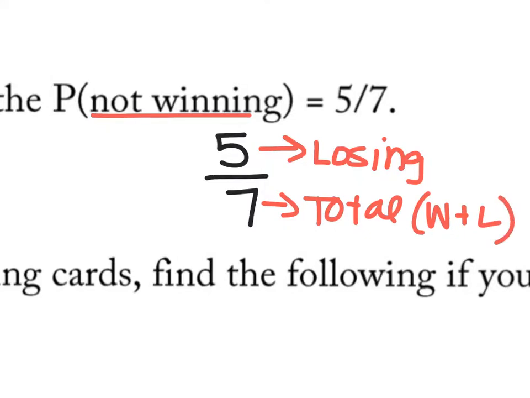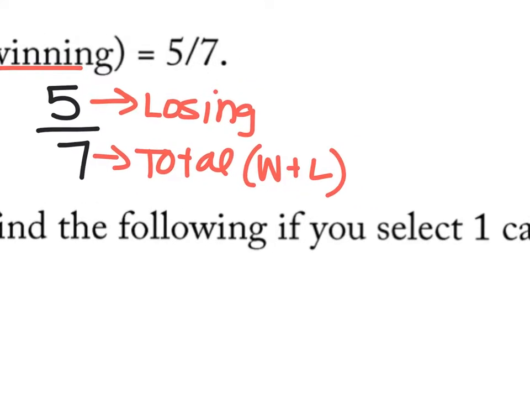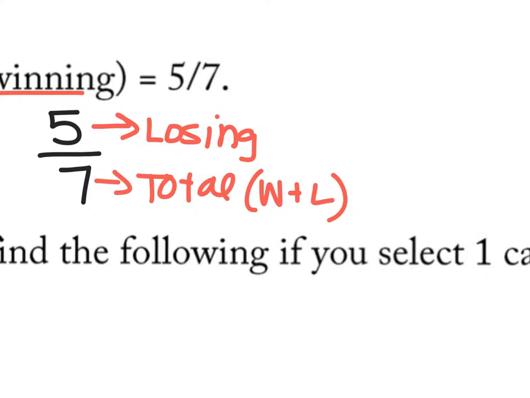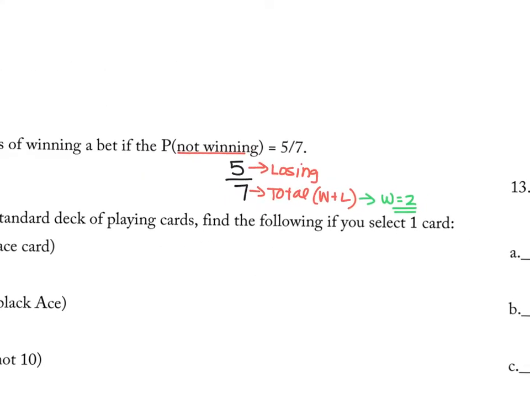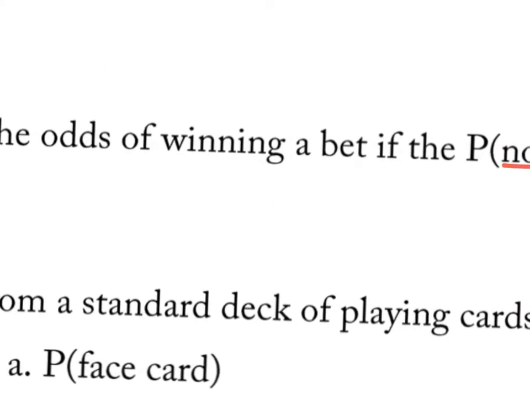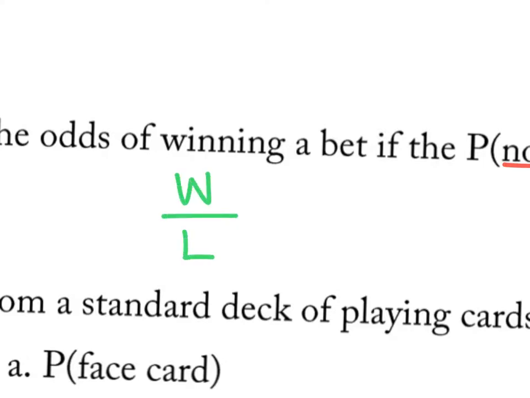So how many ways are there to win? Well, there's 5 losing, which means there's 2 winning. So what are the odds of winning? Odds of winning is going to be wins over loses because it's success over fails. So this is going to be the wins are 2, losses are 5. Answer is 2/5.